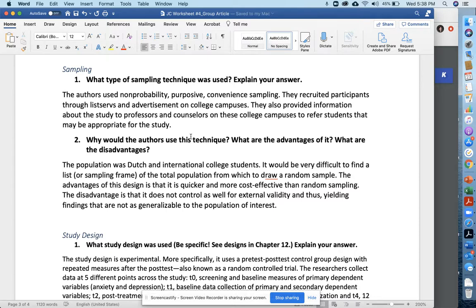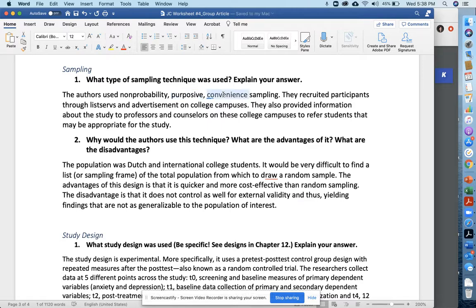This is a non-probability sampling strategy. It could be considered purposive or convenient. They are only targeting college students, so they are only recruiting people from college campuses. They're not just putting a post on the web saying college students we need you. They are targeting locations that they know they can find college students: on college campuses.